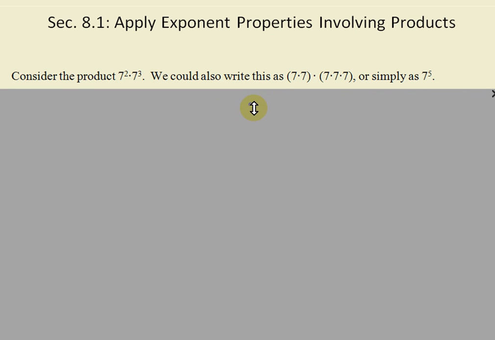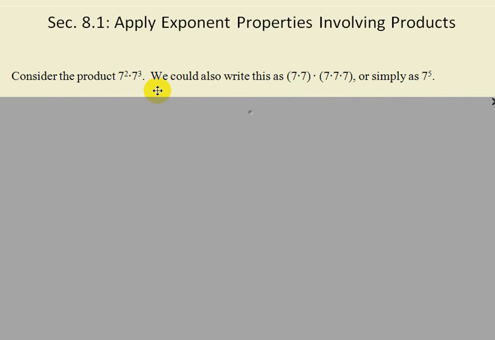Welcome to Chapter 8, where we're going to be dealing quite a bit with terms that have exponents in them. And in our first section, we're going to be looking at properties that involve products. So for example, let's say that we look at the product 7 squared times 7 cubed.